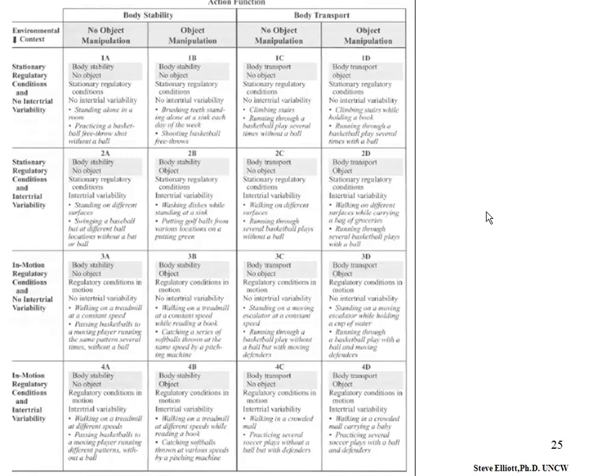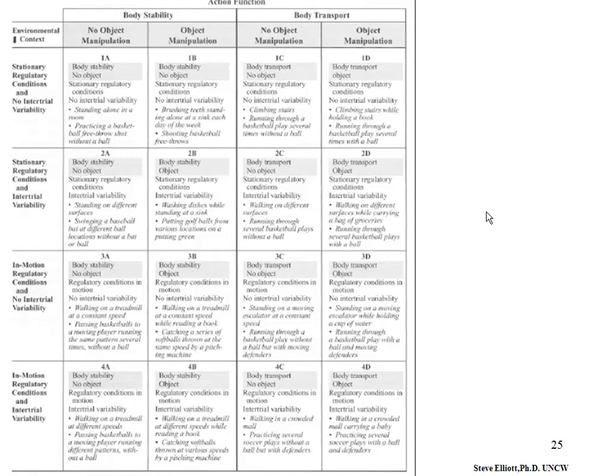And then as we move diagonally to the bottom right, 4D is the most complex category according to Gentile. Here there's in motion regulatory conditions, so it's an open environment. There is intertrial variability, which means it's different each time the person is performing the skill, and that there is an object involved and the body might be in transport. So here an example would be walking in a crowded mall carrying a baby. So there's an object, the baby. It involves the body movement, walking in an environment that's changing, or practicing several soccer plays with a ball and defenders.